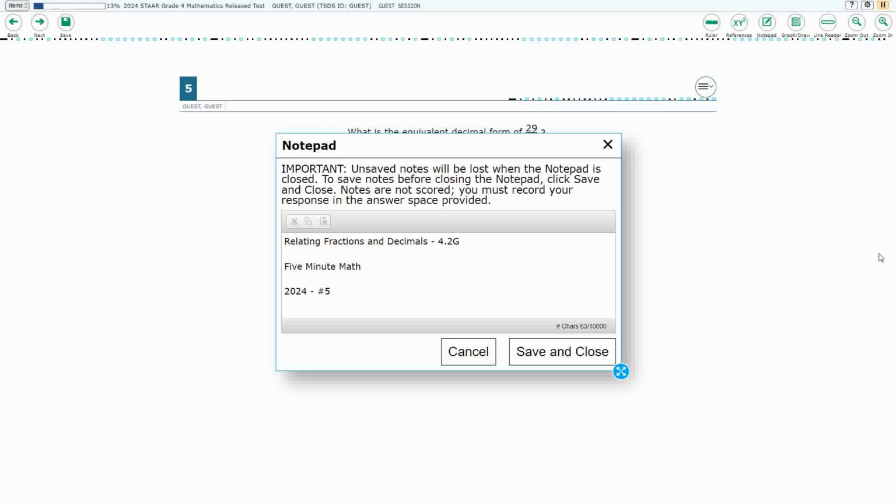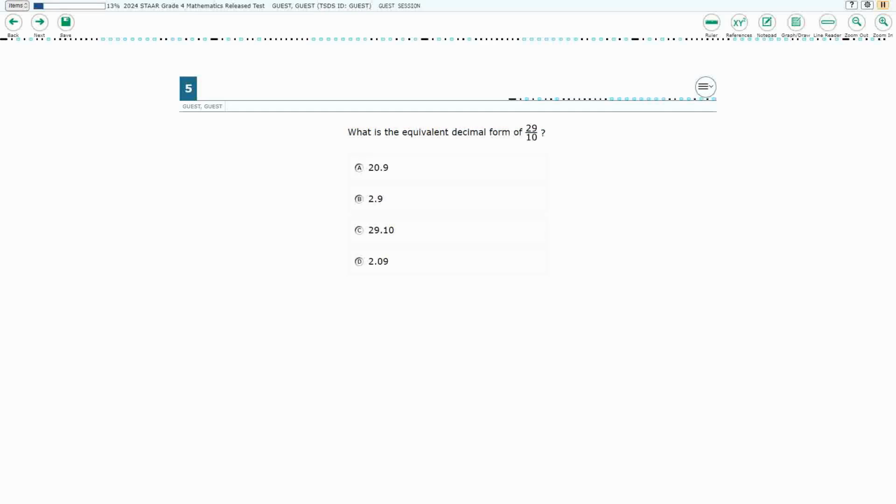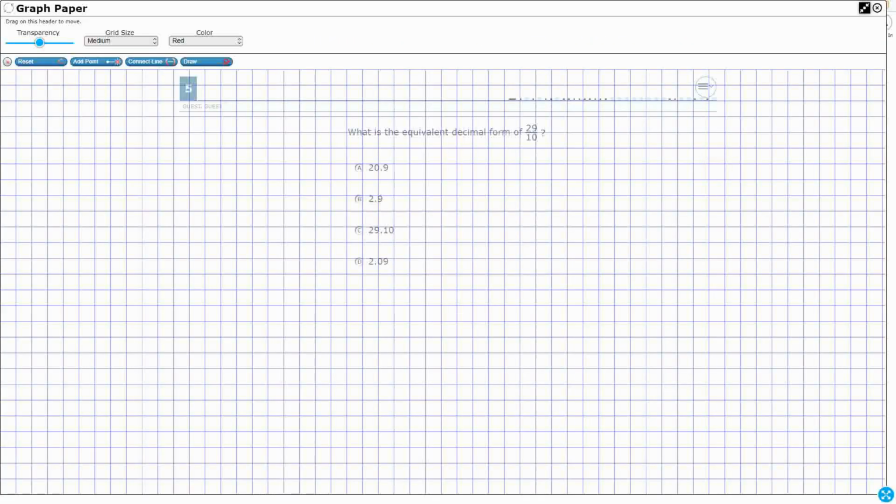Today we are looking at the fourth grade concept of relating fractions and decimals. This is standard 4.2G in the great state of Texas, and we are using item number 5 of the 2024 released STAAR test. If you haven't done so already, please go ahead and take a moment to pause the video, work this problem out on your own, unpause it, and we will look at our answers together.